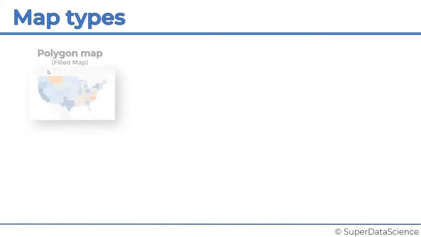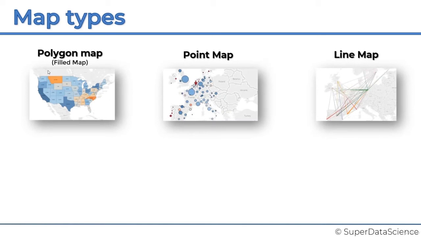Now, working with maps in Tableau, we know there are 3 different types, and some of these might seem familiar from earlier on in the course. The first type is the polygon map, which is also referred to as the filled map, where we have polygons depicting the shape or the outline of a specific area on the map. And then we can use our dimensions and measures to color the whole polygon.